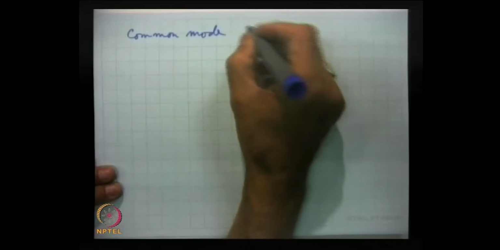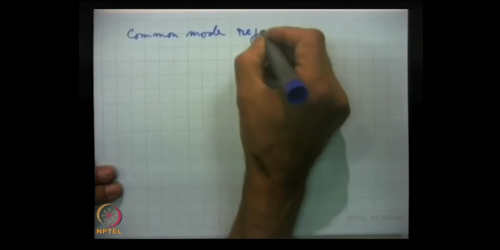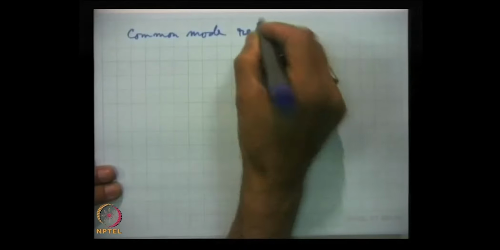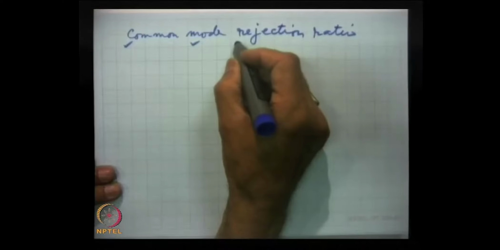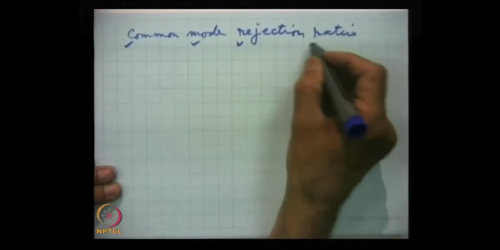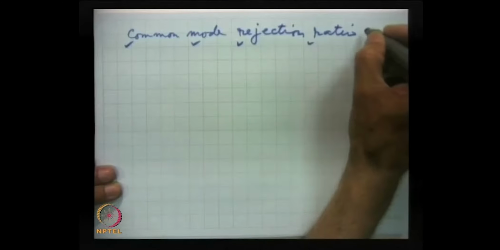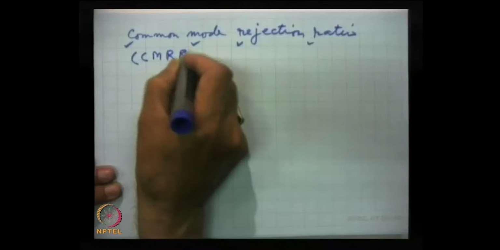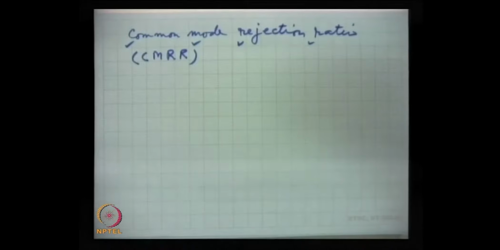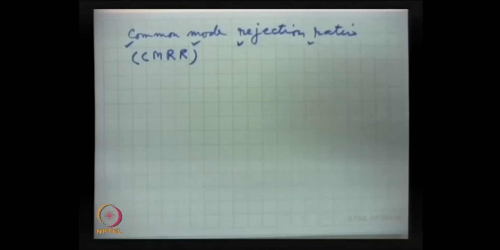Common mode rejection ratio, CMRR. This is also called CMRR, common mode rejection ratio.